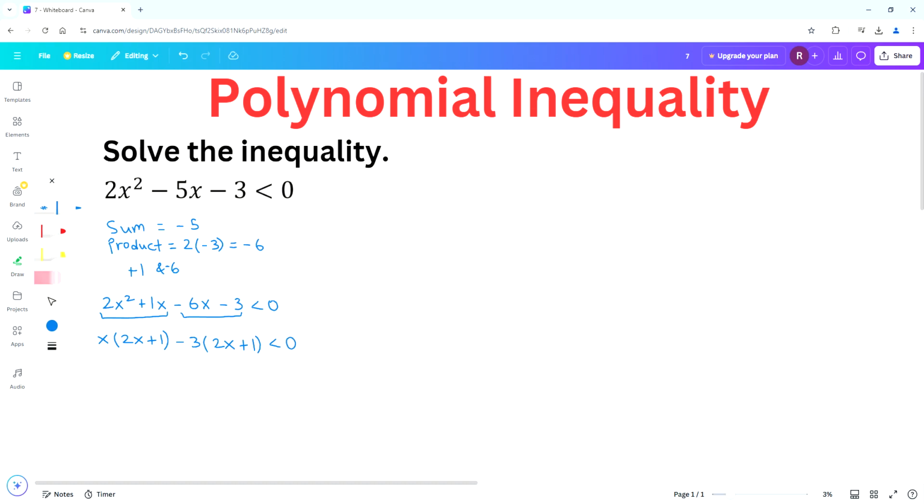Next, we should factor out 2x plus 1 from both terms. In the second parentheses, we are left with x minus 3. This is the factored form of the given quadratic expression. Next, we should find the x-intercepts for this quadratic expression. We should set both factors equal to 0 and solve for x.